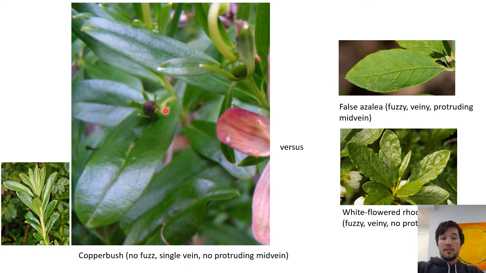It also has just one prominent single vein going down the middle versus your white-flowered rhododendron, which has veins all over the place, and false azalea, where you can see the veins coming out as well. And then it doesn't have the protruding midvein versus the false azalea, which does have the protruding midvein. So it's really a much plainer looking leaf than either of the other two. And you can review that to really tell the difference between all of these species.